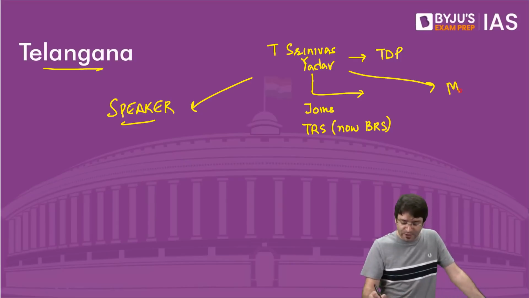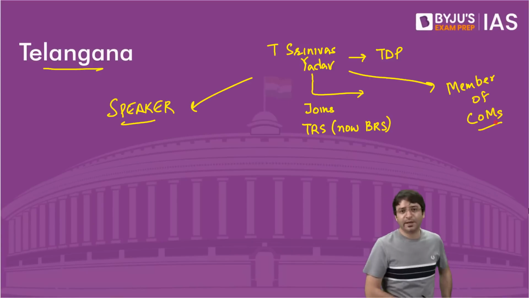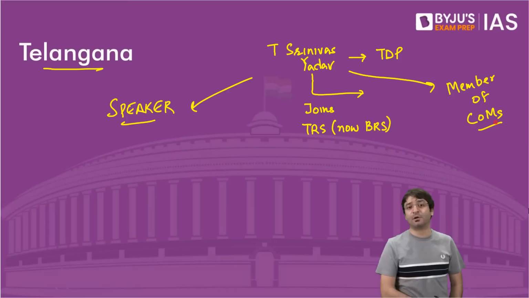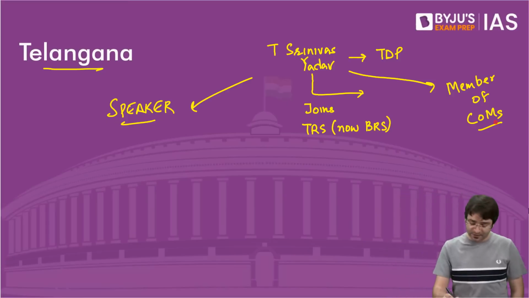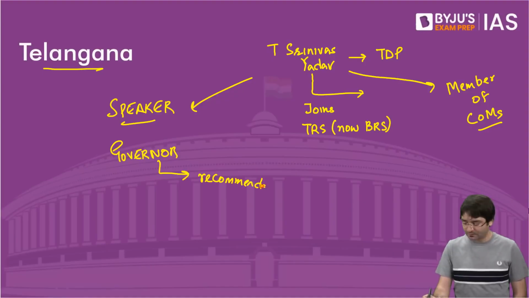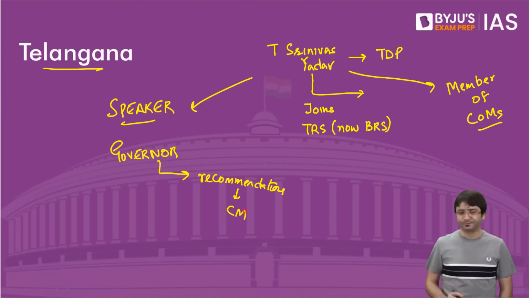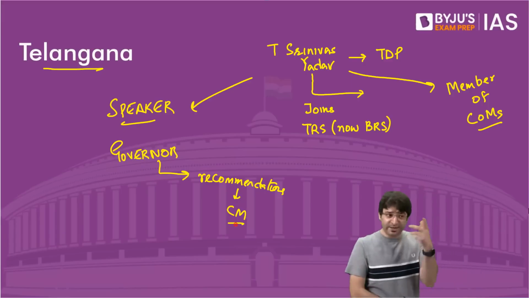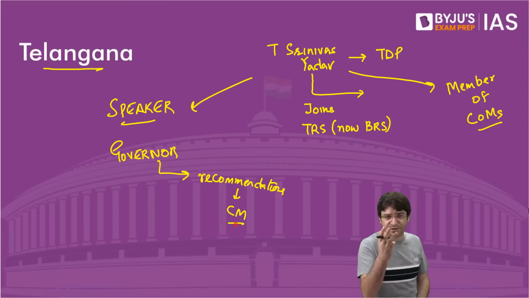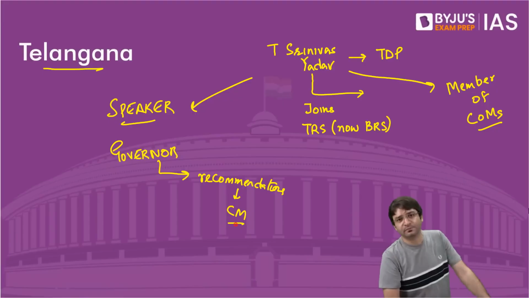T. Srinivas Yadav was now appointed as a member of Council of Ministers. He was appointed as the Minister for Commercial Taxes and Cinematography. Who appointed him? Governor. On the recommendations of the Chief Minister. Because governor can appoint only that person as the minister who is recommended by the chief minister. So there are three constitutional functionaries who are complicit, who are guilty of violating anti-defection law.